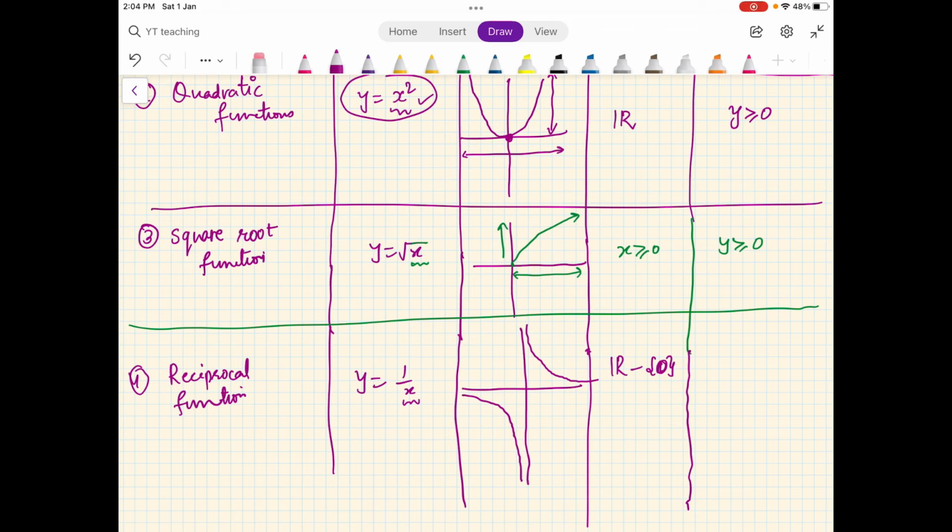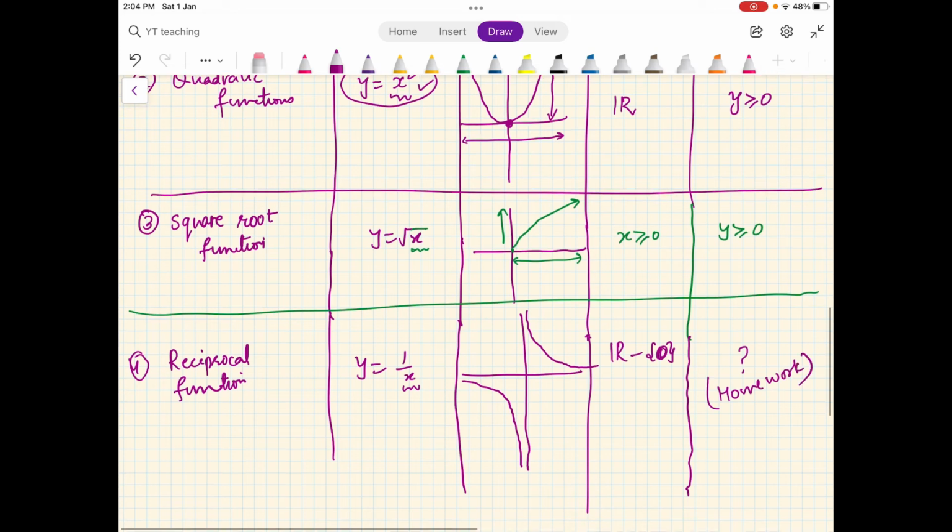And what is the range? Can you guess what the range is? This is your homework. You have to tell what the range is for this particular function. You can write in the comment box what the range of this function is.